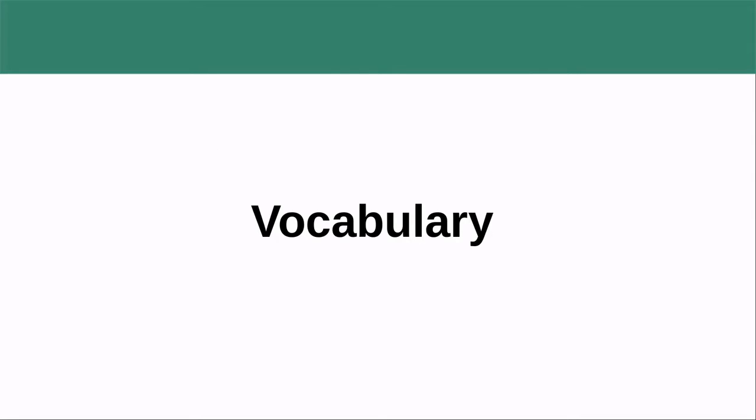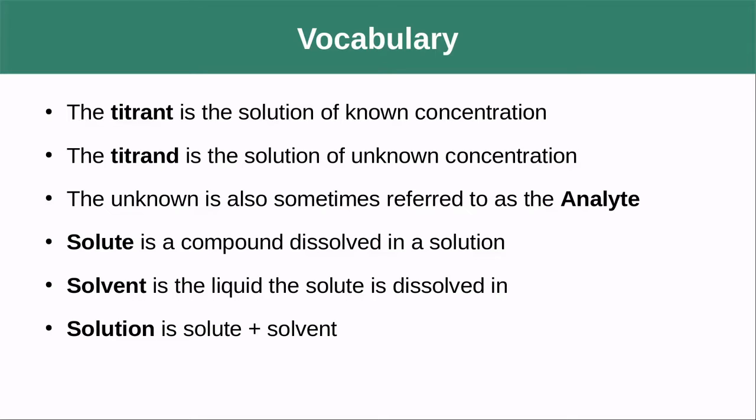First, the vocabulary. The titrant is the solution of known concentration in a titration. The titrand is the solution of unknown concentration. More often these days, you're going to hear the titrand referred to as an analyte. This is the thing that we're going to analyze pretty much in any sort of experiment.